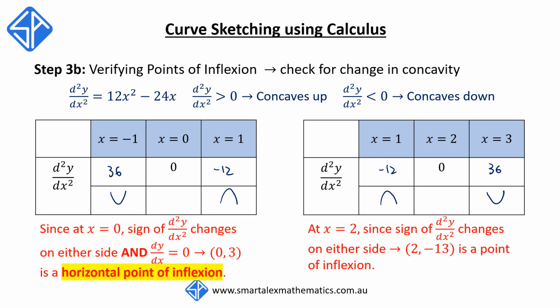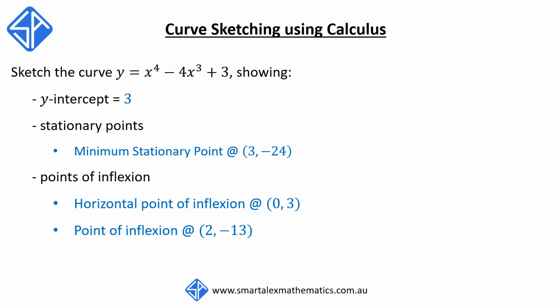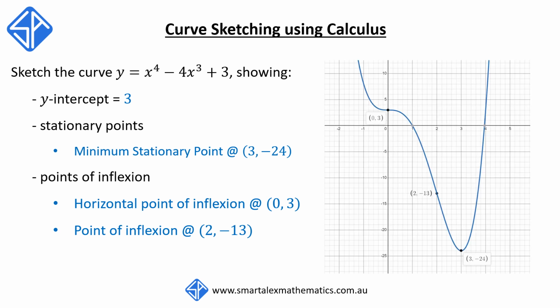Then what we do is we sub these values of x into our original y expression to get the coordinates of the points. Now that we've found all the important points on the curve, our last step is to sketch the graph. So here's a sketch of the graph y is equal to x to the 4 minus 4x cubed plus 3. We've got the y-intercept at 3. We've got a minimum stationary point at (3, -24). We've got a horizontal point of inflection at (0, 3). And we've got a point of inflection at (2, -13).